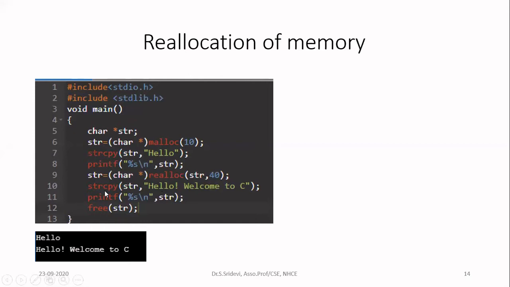Now I am going to copy the string as hello, welcome to C. Now in the memory location, I am going to copy hello, welcome to C. So I am going to call the function strcpy, pass two arguments. First argument is the destination and the second argument is source. The source string is nothing but hello, welcome to C. Where I want to add the string is in the memory pointed by str. Then finally print it. Now you will be getting hello, welcome to C.